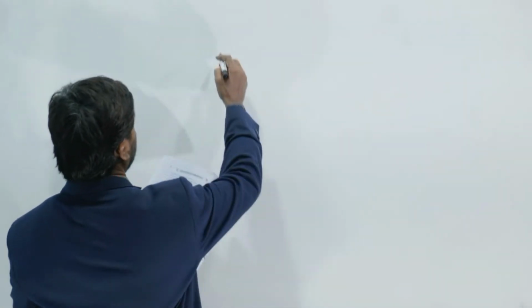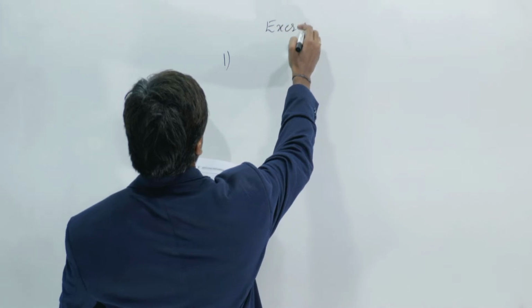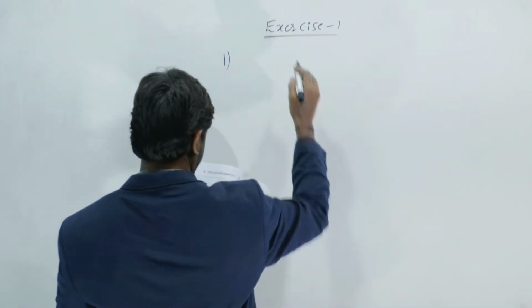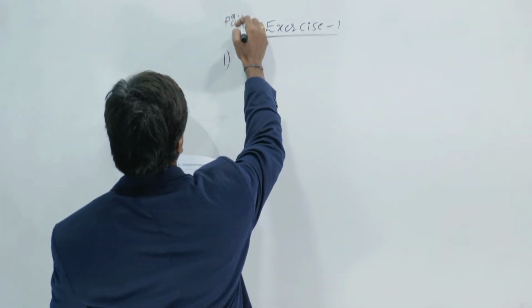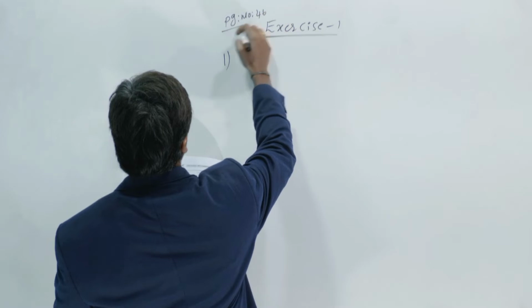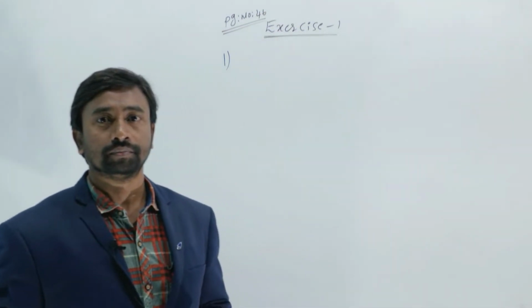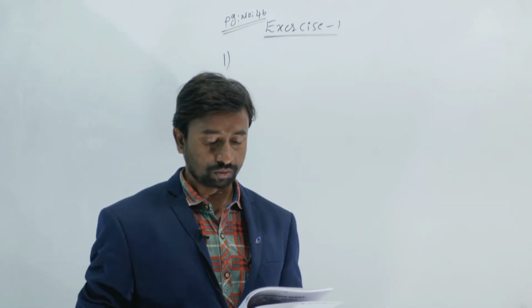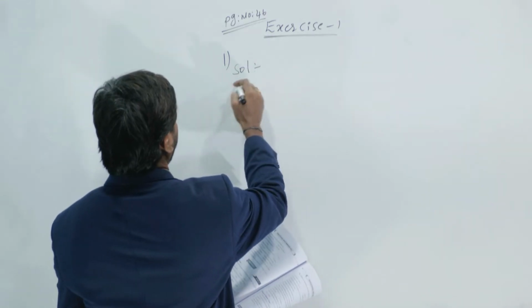So here it is given, in the first question, exercise 1, page number 46, exercise first one. The question is given here: the main scale of Vernier calipers has 20 divisions to a centimeter. Okay. So the solution, first solution we'll see there.